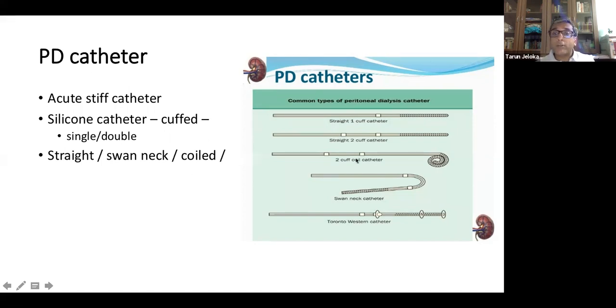You should remember the name Tenckhoff catheter, which is very important. The Tenckhoff catheter may be straight, it may be swan neck, like this swan neck. There might be a coiled catheter. The idea of using a swan neck or coiled catheter is so that the catheter doesn't migrate and doesn't lead to omental wrap or blocking of the openings, right? These are different kinds of catheters. So you should read about different types of catheters. However, whatever type of catheter is used, the outcome is not different. The outcome, whether it is related to peritonitis or survival of the catheter, is not different whether you use straight, cuffed, coiled or swan neck catheters.